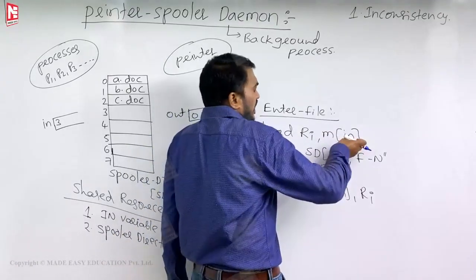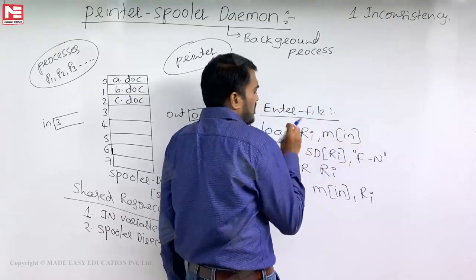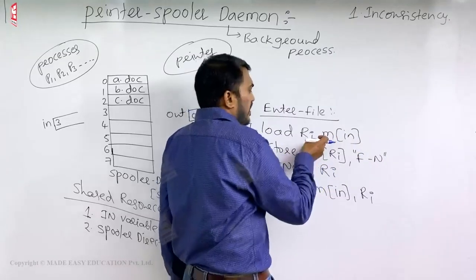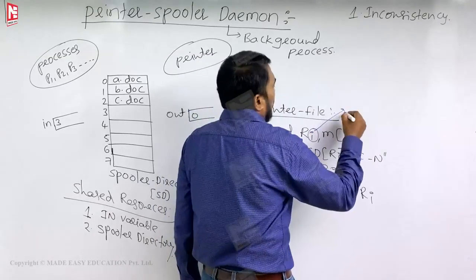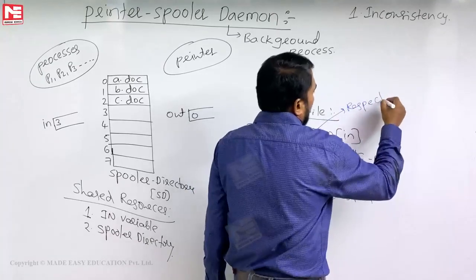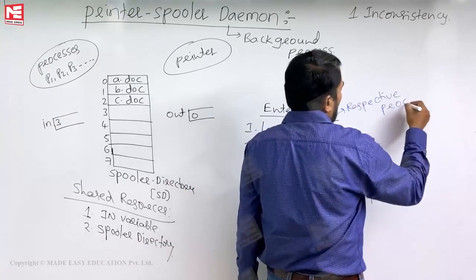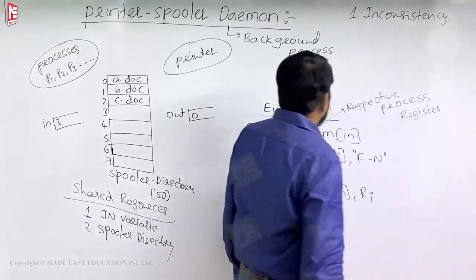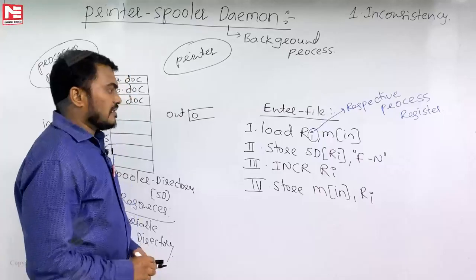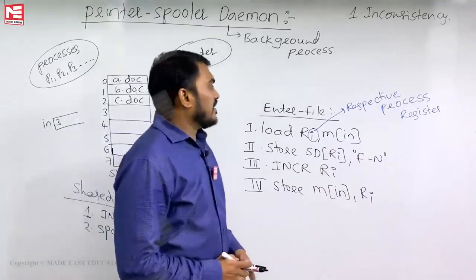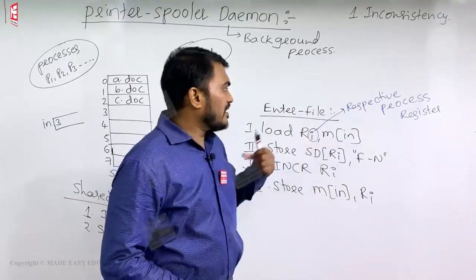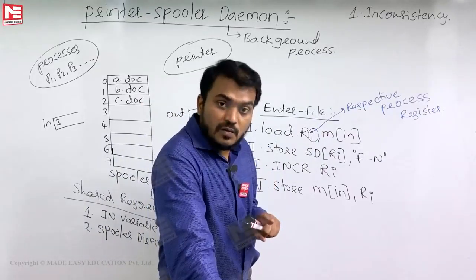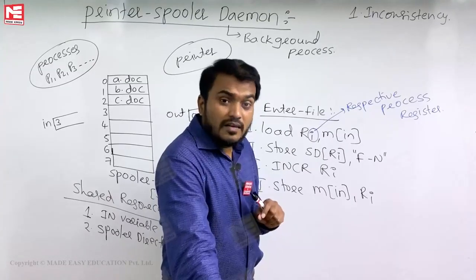The first instruction: load the in value into register Ri. What we are doing is loading the in value into register Ri. So i means what? i means the respective process register. Is the point clear? What does it mean? Respective process register. Copy it down properly. It means every process will have its own register.